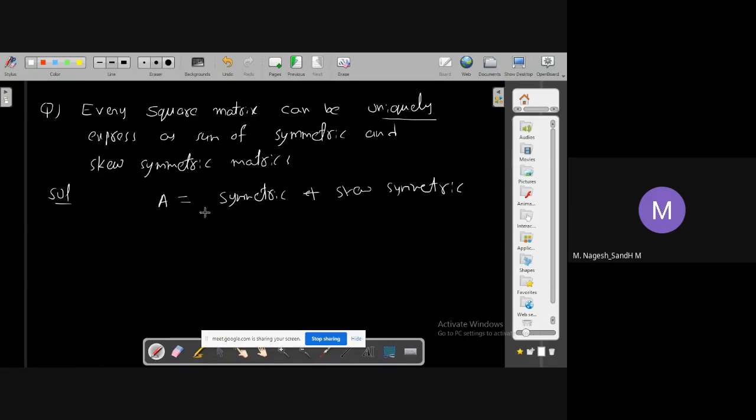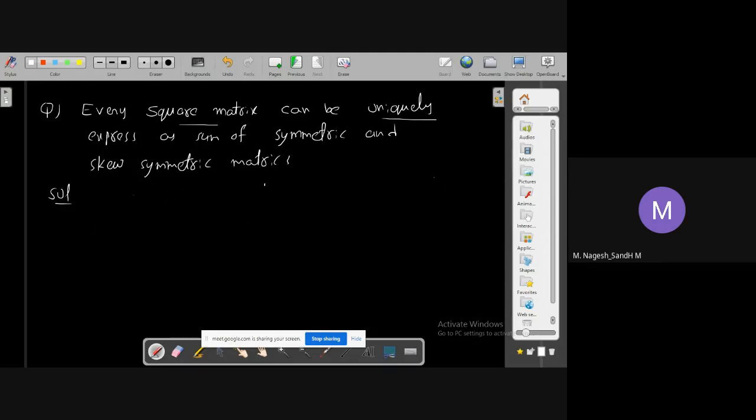So now my target is, whatever the square matrix, we can write it as a symmetric plus skew symmetric. That we are going to prove. So now listen here, I'll try to prove this result by your known facts only.